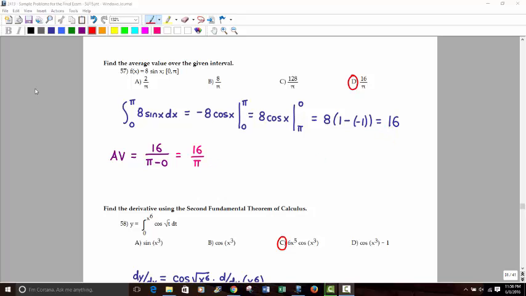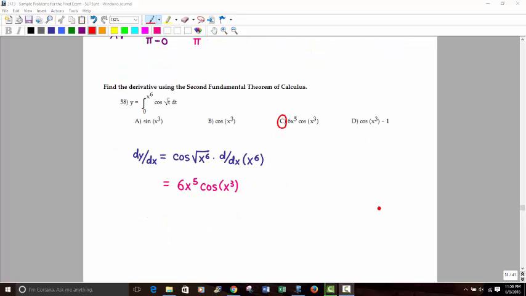But the average value is this integral, the formula which is given on a formula sheet for you. It's this integral divided by b minus a. So that's where the pi minus 0 comes in right here. So you take the result of that definite integral and divide it by pi minus 0, so it's 16 divided by pi.